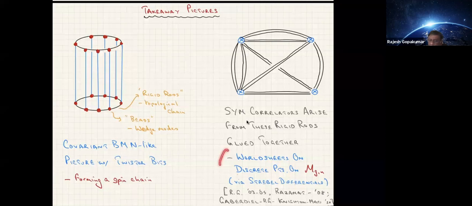Again, if you go by what we have already seen in AdS3, these Yang-Mills correlators, in some sense, give rise to worldsheets which are discrete points on the moduli space. And these discrete points are fixed by something called the Strebel differential, which I don't have time to explain, but I just wanted to mention that this is very much a realization of some of the old ideas for how field theories reassemble themselves into string theories.